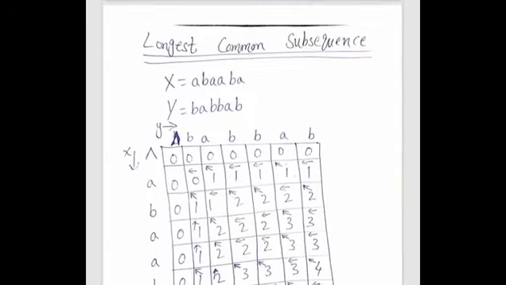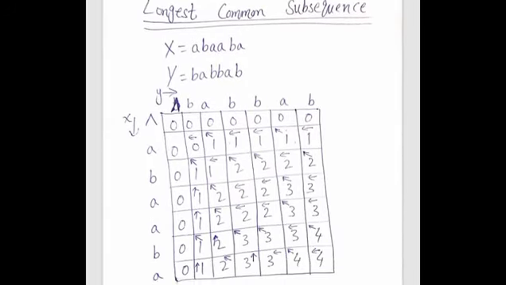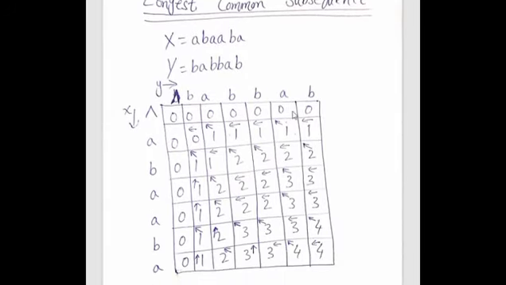Now I will explain how we find all the values. First I compare A with B, both are different, so I go one row back, one column back. Both are zeros, so it does not matter whether I take this value or that value, so I will take 0. You must mention which value you are taking. I have taken this value, so I will point the arrow towards the left.